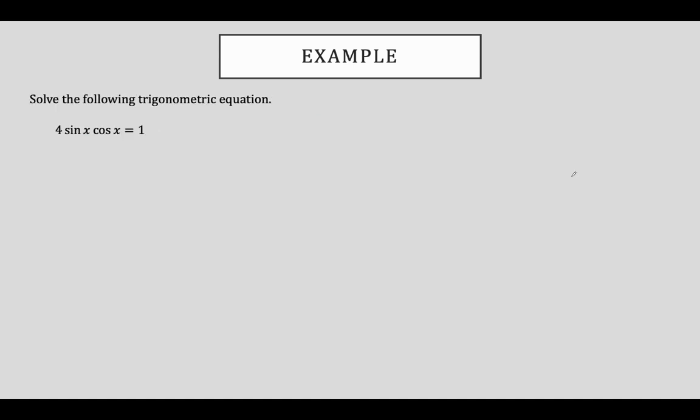Let's try another one. Solve the following trigonometric equation. Here, 4 times the sine of x times the cosine of x is equal to 1. What can we do in this case? Well, this is in the double angle formula section of the chapter. So what double angle formula does this almost look like? This almost looks like our double angle formula for sine. However, instead of a 2 in front, we have a 4 in front.